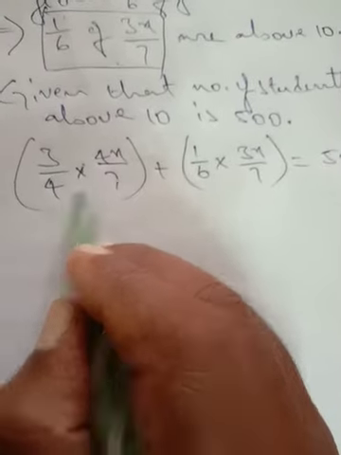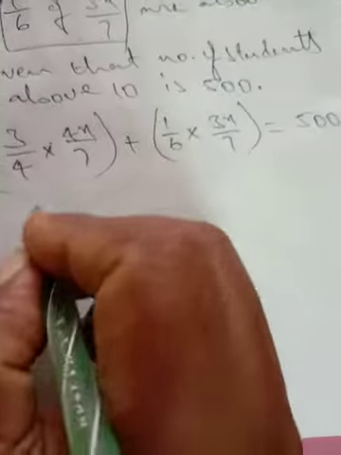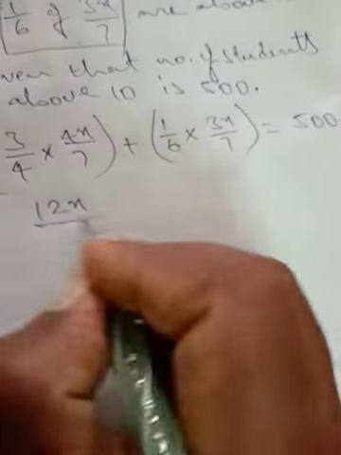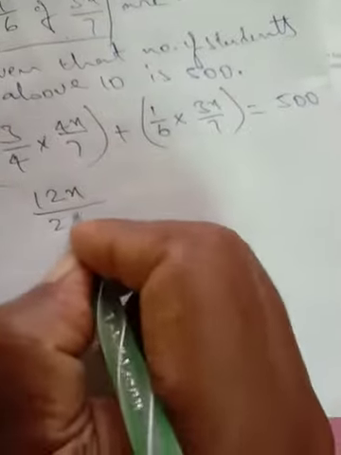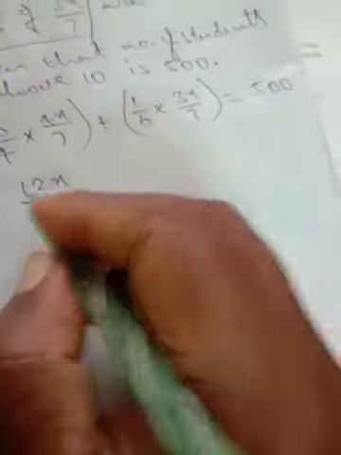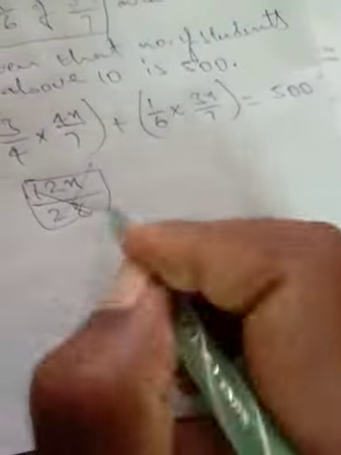Okay, these two fractions are in multiplication. 3 into 4x is 12x, and multiplication is dead easy, 28. If at all we can cut, okay, and cancel this one. No, I am cancelling it. I forgot about the cutting.